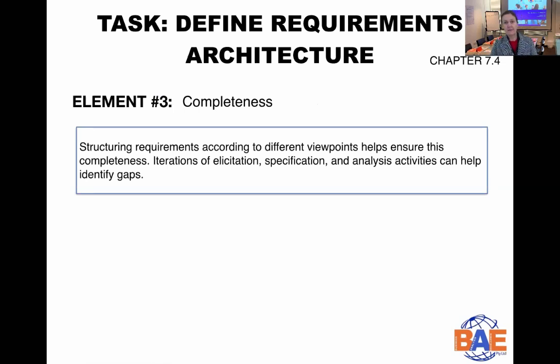With element 3, this is really about completeness. Structuring requirements according to different viewpoints helps ensure that there is completeness. Iterations of elicitation, specification, and analysis activities can help to identify gaps. This is really an effort to make sure that the requirements are in fact covering all the different viewpoints. Perhaps you've got a lot of requirements for a system that wants to be built, and you may need to ensure that you've got almost like a functional viewpoint, a data viewpoint, and a process viewpoint to be very complete in the way that you define your requirements. And you should then be able to compare all of these viewpoints to ensure that it is complete across all of the different viewpoints that were defined or specified.